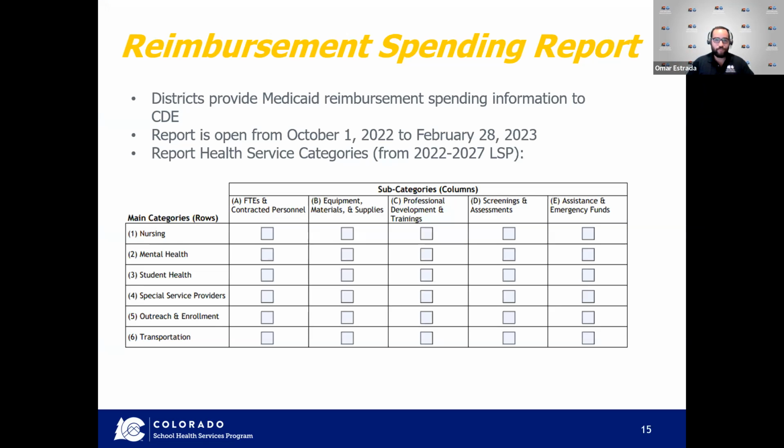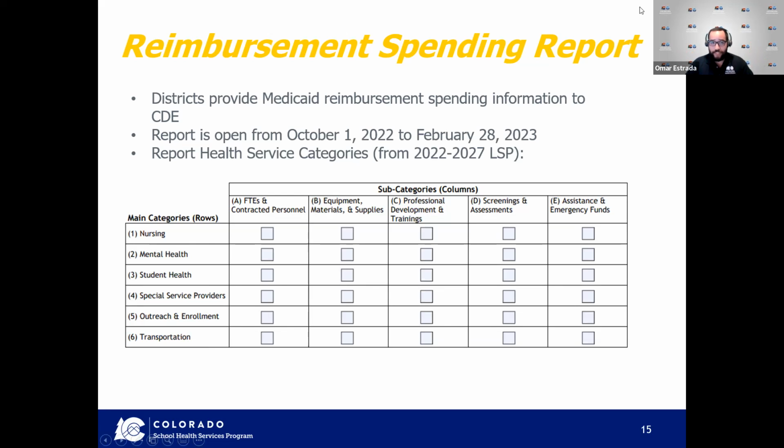So if we can go to the next slide, please. We're going to start off with the reimbursement spending report. So like I mentioned, the LSP is a 5-year plan. The reimbursement spending report is how we track it every year. Districts will provide their Medicaid spending information to us at CDE through an online form. We're going to get that information, compile it, analyze it, clean it up, and we return it to you all in the form of district or BOCES flyers. We also have a state level flyer, and this information is of course sent to the department as well, just for their annual reporting information.